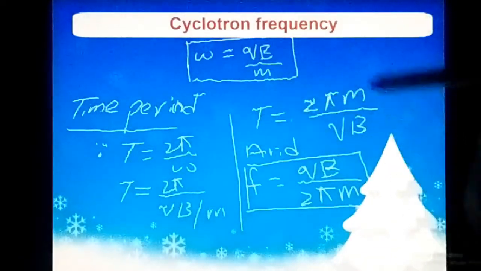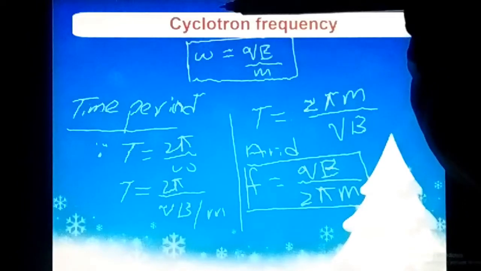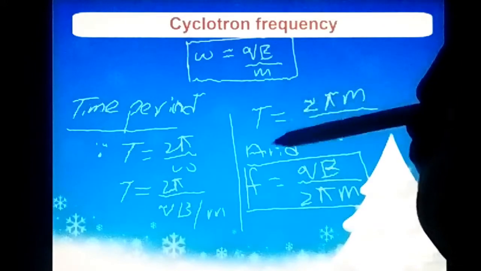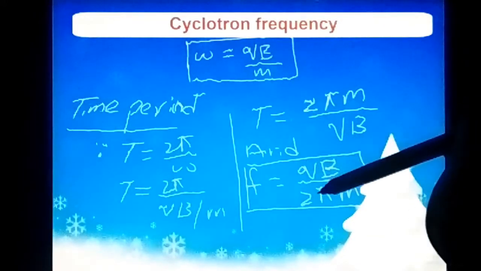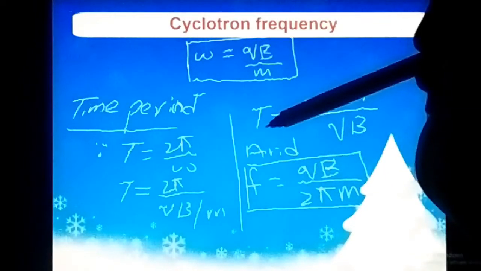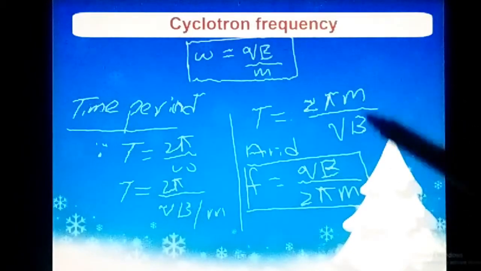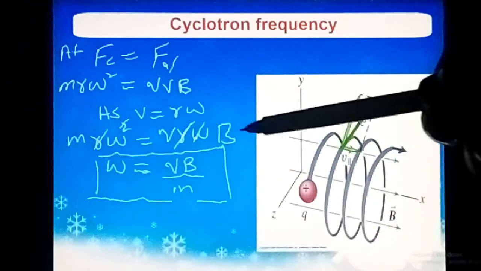This will be the time period of the electron moving in a spiral path. And finally the frequency will be its inverse, its reciprocal. So f is equal to qB upon 2 pi m. This will be the cyclotron frequency, and the cyclotron frequency is the frequency when the centripetal force is equal to the force on a charge moving in a magnetic field.